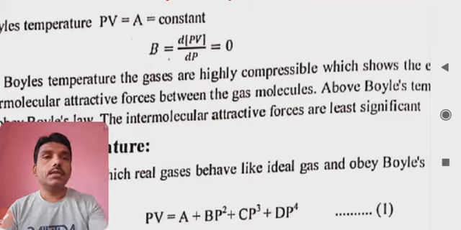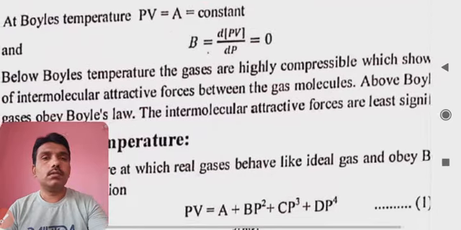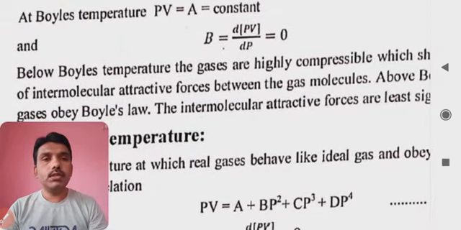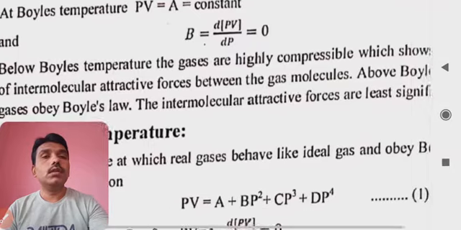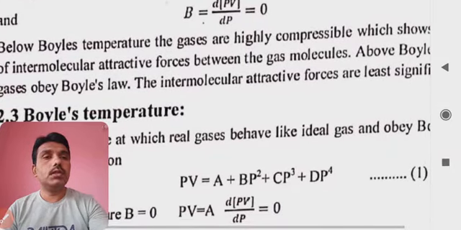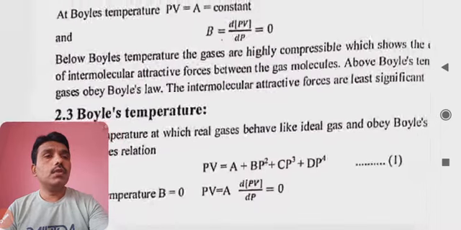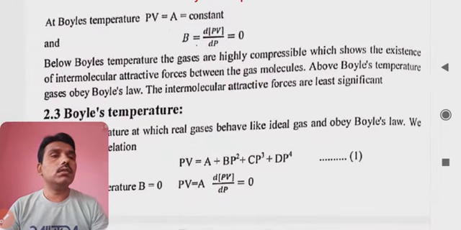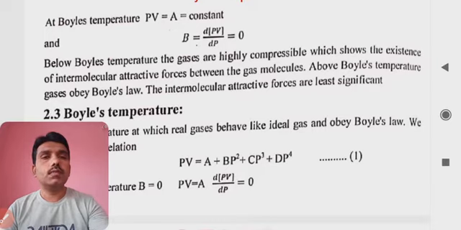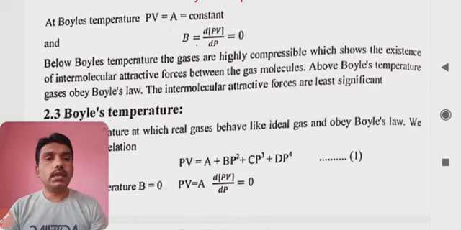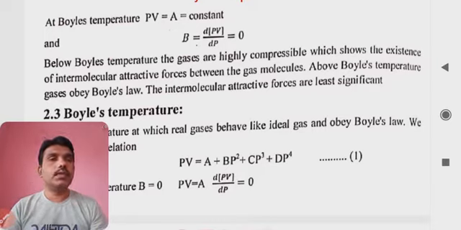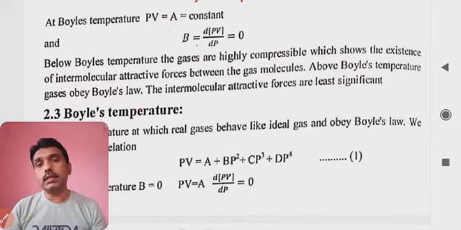So below the Boyle temperature, the gases are highly compressible. We already have it in Amagat's experiments also, it is shown that below the Boyle temperature, the gases are highly compressible, which shows the existence of intermolecular attractive forces between the gas molecules. So this is quite an interesting thing.